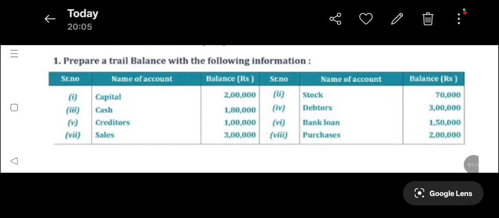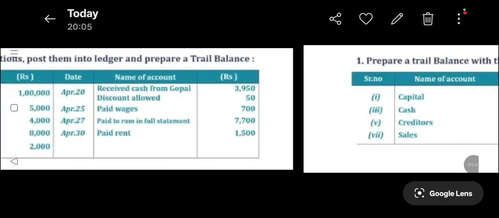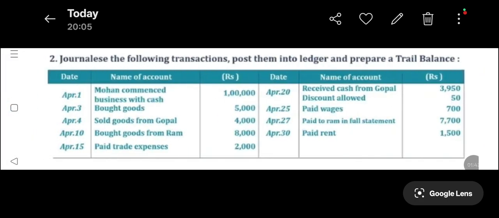Stock means inventory. Since nothing is mentioned, usually inventory or stock is taken as opening stock and it will be put on the debit side of the trial balance. Debtors account is an asset, it will be on the debit side. Bank loan, usually bank loan means we have taken the loan, so it is a liability and it will be on the credit side of the trial balance. Purchases account is an expense, that will be on the debit side of the trial balance. So first question discussed.